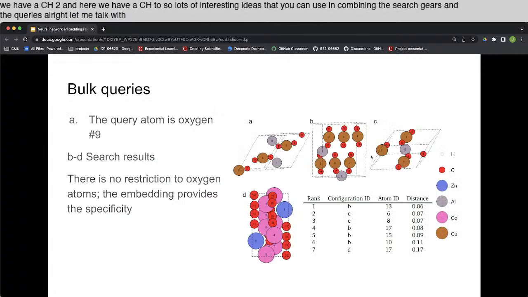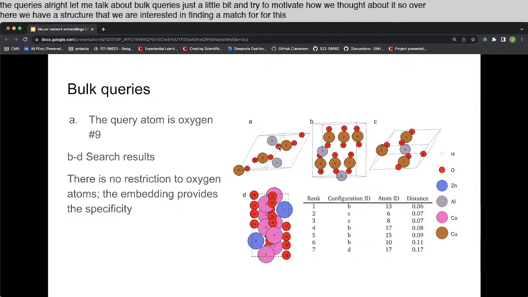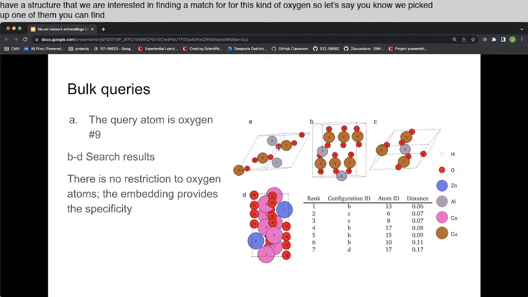All right, let me talk about bulk queries just a little bit and kind of motivate how we thought about it. So over here we have a structure that we were interested in finding a match for, this kind of oxygen. So let's say we picked one of them. You can find oxygens that have an environment similar to this one by creating the vector for this and then searching the QM9 database for similar vectors.